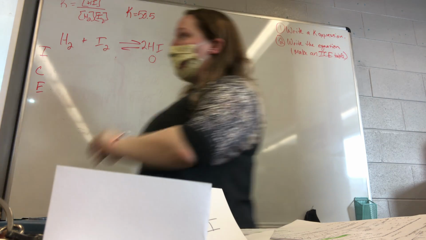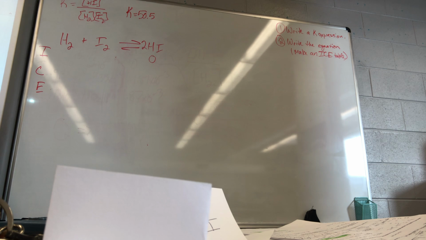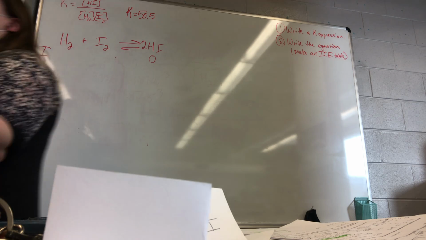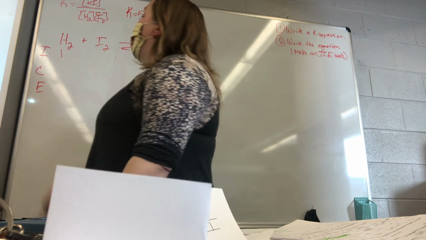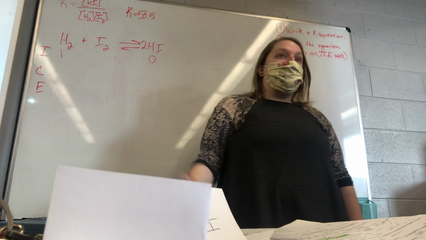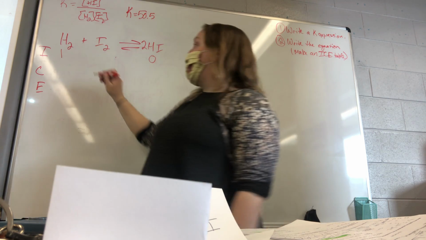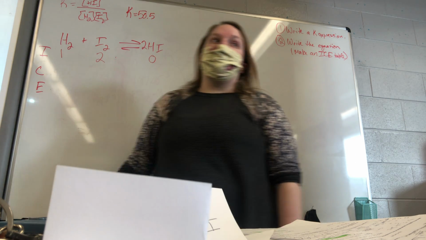Next thing is, I was told 1 mole, which is not a concentration, but I was also told that this flask is 1 liter. So if I want to calculate the concentration, I'm going to do moles per liter, right? 1 mole over 1 liter is just 1 molar. 2 moles over 1 liter is still just 2 molar.